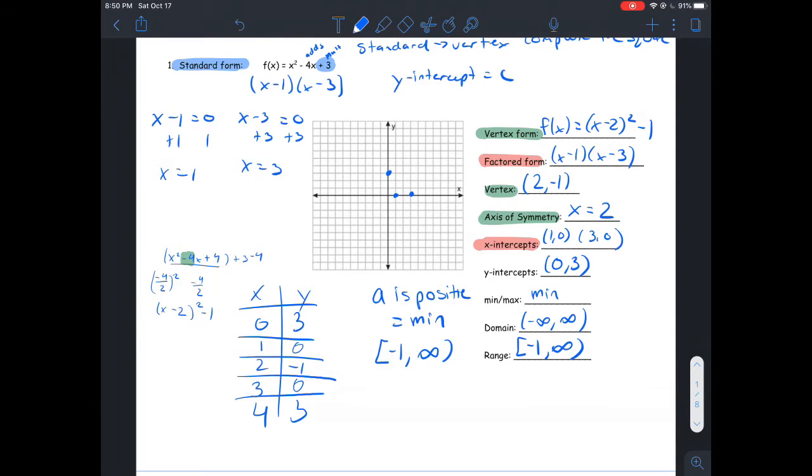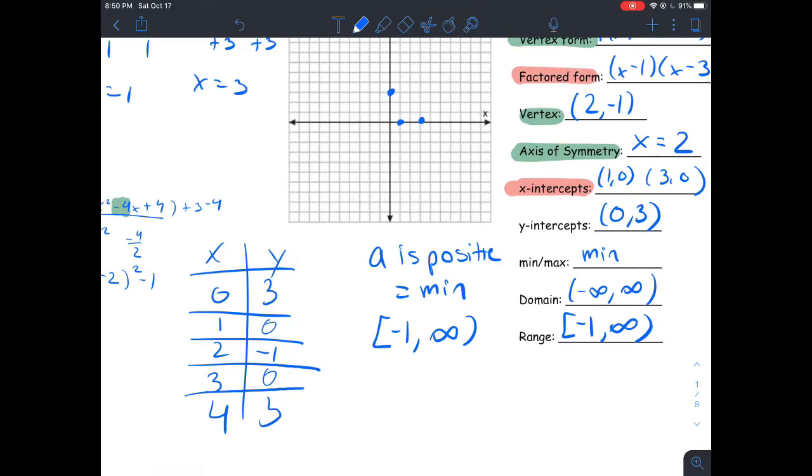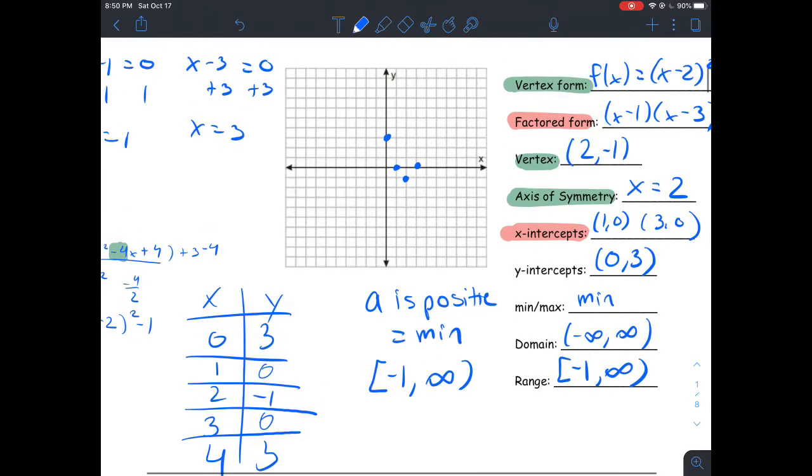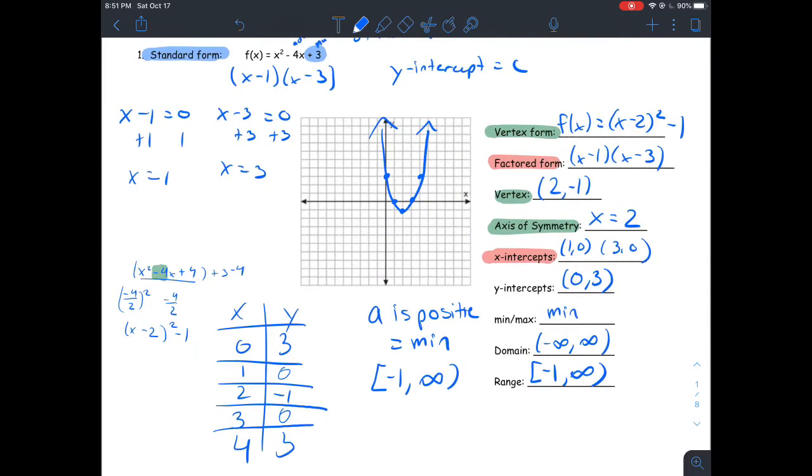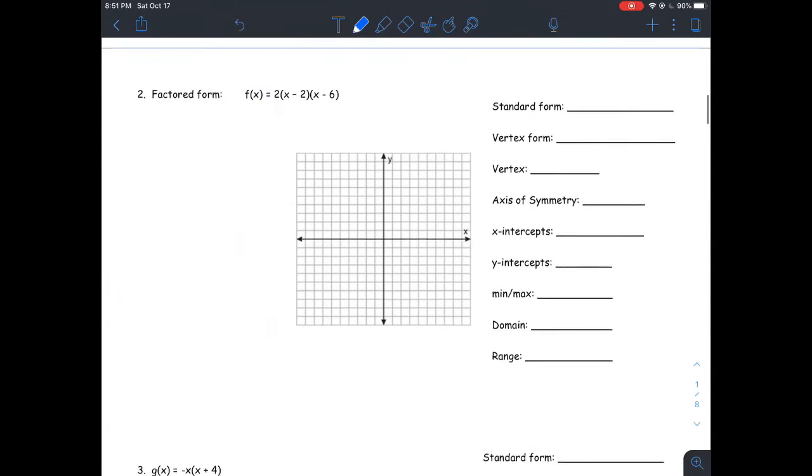So we can go ahead and plot those. And if you notice, we actually already predicted 4 of these, right? Because we had our (0, 3), which was our y-intercept, our (1, 0), which was our x-intercept, (2, -1), which we already knew was our vertex, (3, 0), which was our other x-intercept, and then (4, 3). That was the other one that we got. So we did predict the vast majority of those. Let's go ahead and move on to the next one.